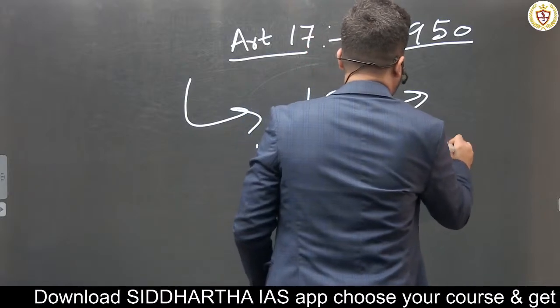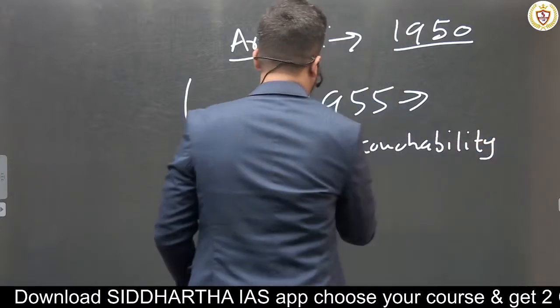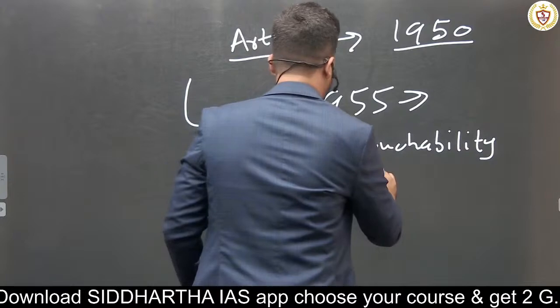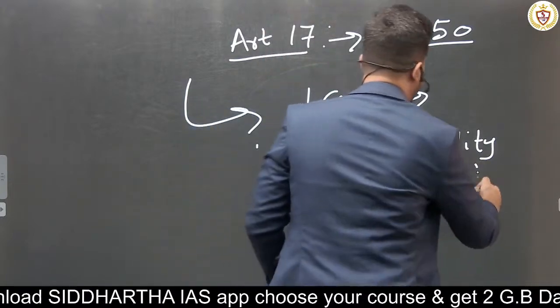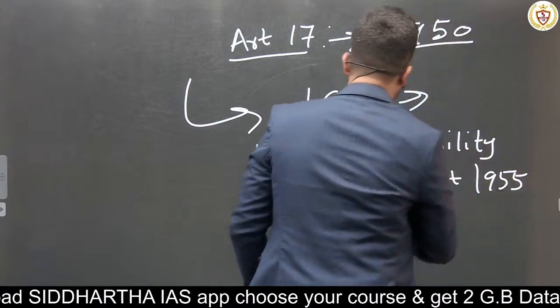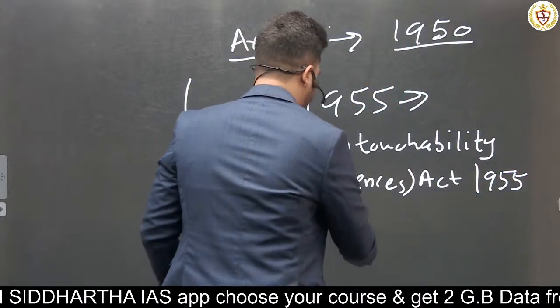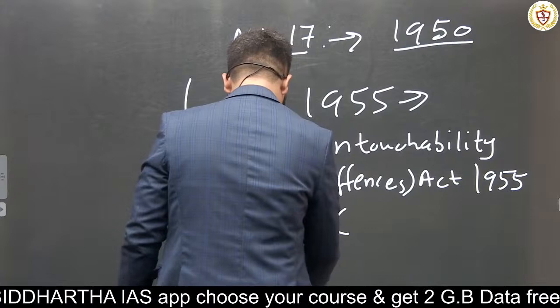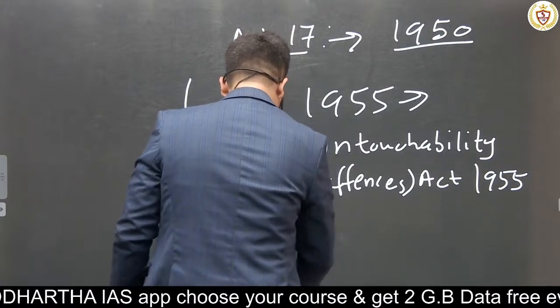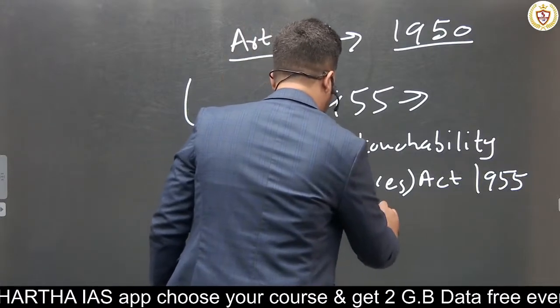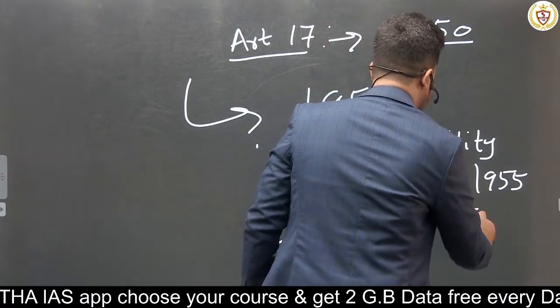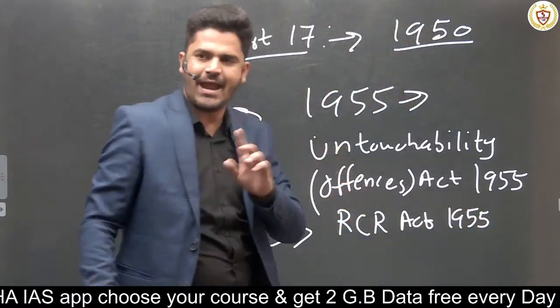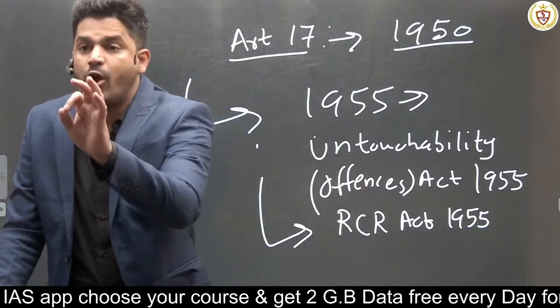Untouchability Offences Act 1955, which was later renamed, अभी इसको कहते हैं Protection of Civil Rights Act, 1955. 1976 में इसका नाम चेंज किया गया एक्ट का. पार्लियामेंट ने लॉ कब पास किया?